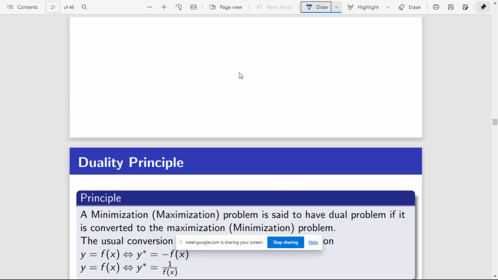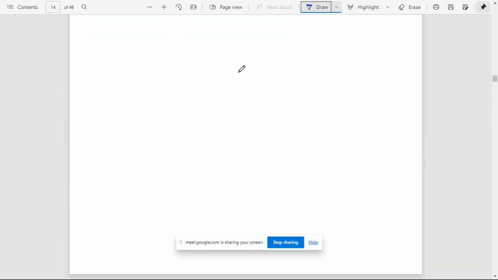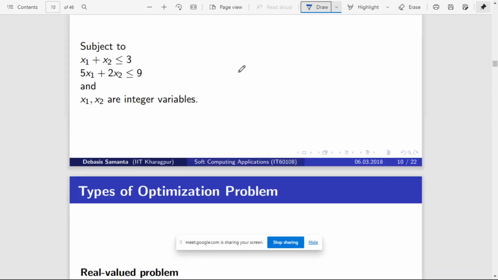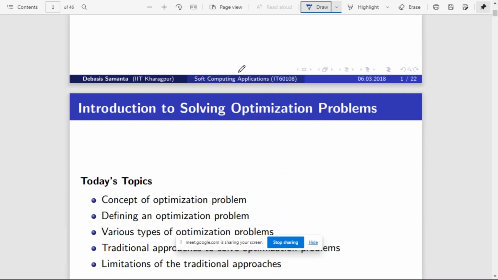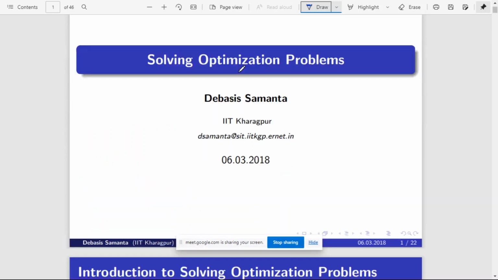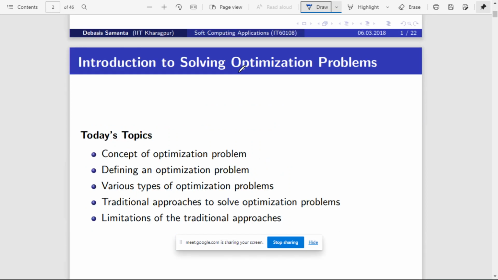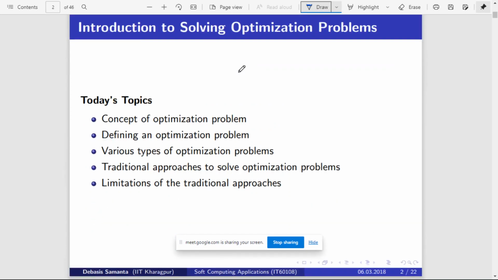Before that, I'll give a brief introduction to traditional optimization approach. I'll not be going into the details, it's just an overview. You have learned optimization techniques, yes or no? Somebody can respond. Have you learned a course on optimization techniques?